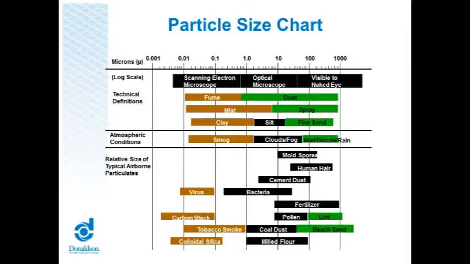Other ones you might see are just sand, virus and bacteria, as well as human hair, that kind of stuff. So it gives a range of sizes that you might come in contact with if you're doing dust collection, which is what we're talking about today.